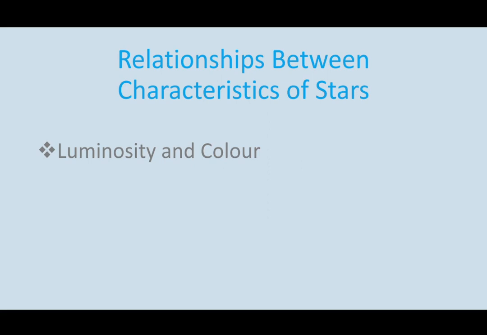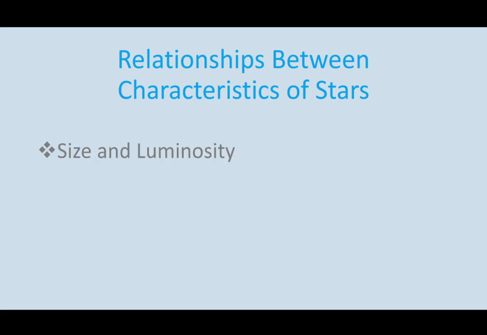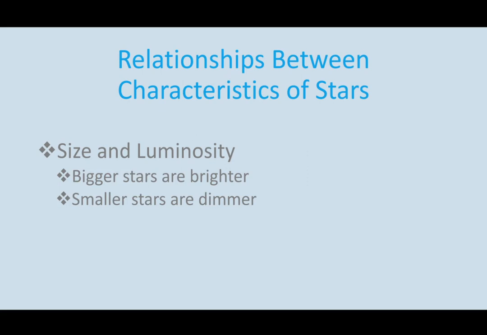So just looking at some of the relationships between the characteristics. Looking at luminosity and color, brighter stars are blue, or they're hotter, or they're burning brighter. And dimmer stars tend to be red. So again, they're not as hot. They're not emitting as much light. Looking at size and luminosity, so size and brightness, bigger stars are brighter and smaller stars are dimmer. This one may be almost common sense, but the bigger the star is, the brighter it will be. Basically, there's more gas burning, more energy being emitted.